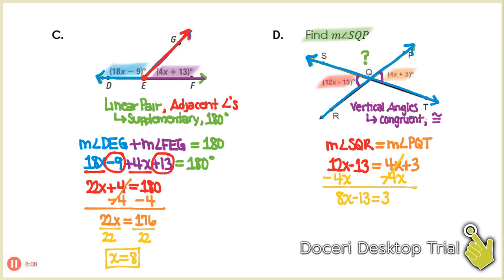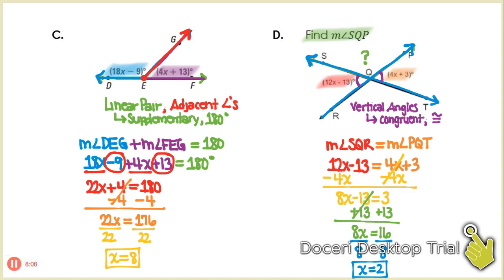Then I'm going to undo those operations in reverse order using inverse operations. So I'm going to undo subtraction with addition, making sure I do that to both sides to keep my equation balanced. And I'm left with 8x equals 16. My last step is to undo that multiplication with division. So I'm going to divide both sides by 8, and we are left with x equals 2. That is a nice, pretty number to use because we are going to have to actually use that to find the measure of this angle up here.